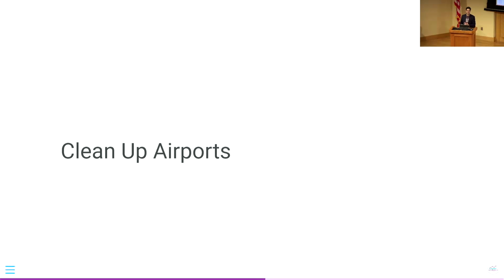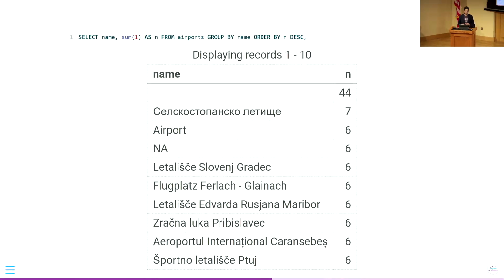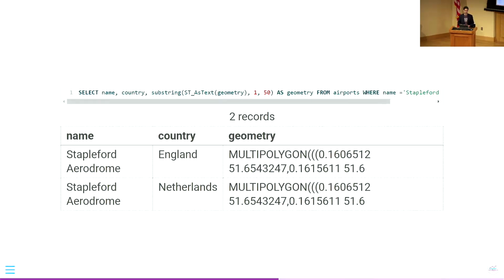So then something about the airport seemed odd to me. And doing a simple count, I noticed there were duplicated airports. Some were 7 times, 6 times, some with NA, some which had no name at all. So I looked at an example. Stapleford Aerodrome is listed in both England and the Netherlands with the same exact polygon and the same exact name.